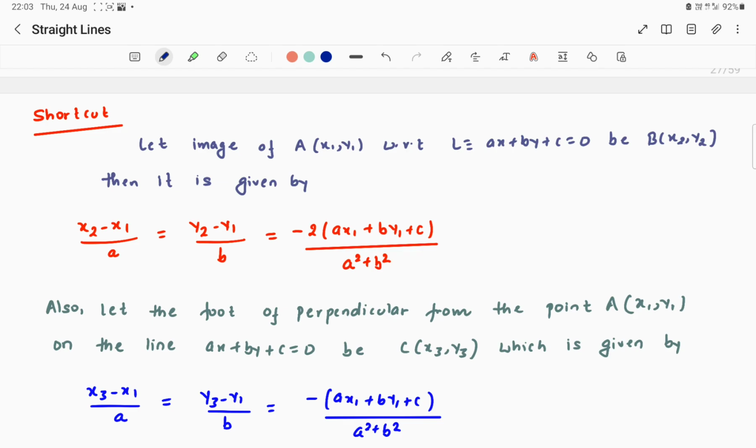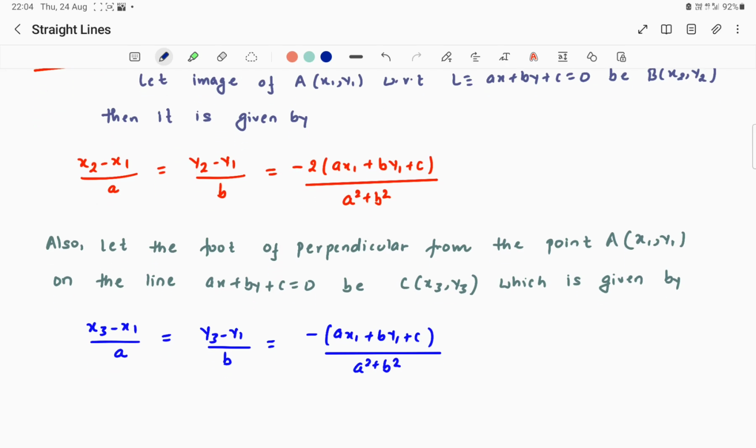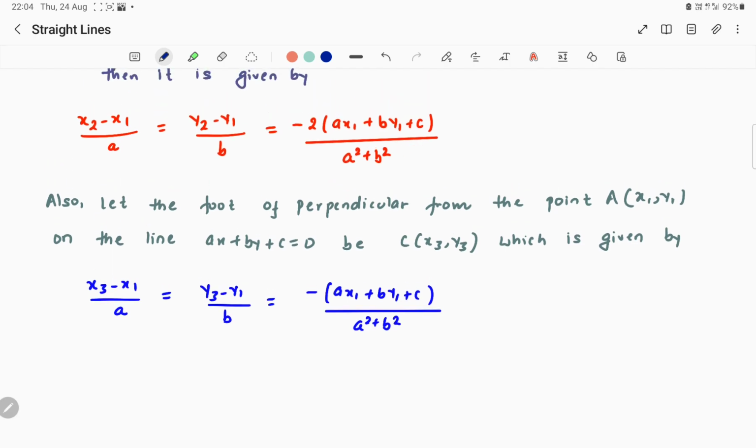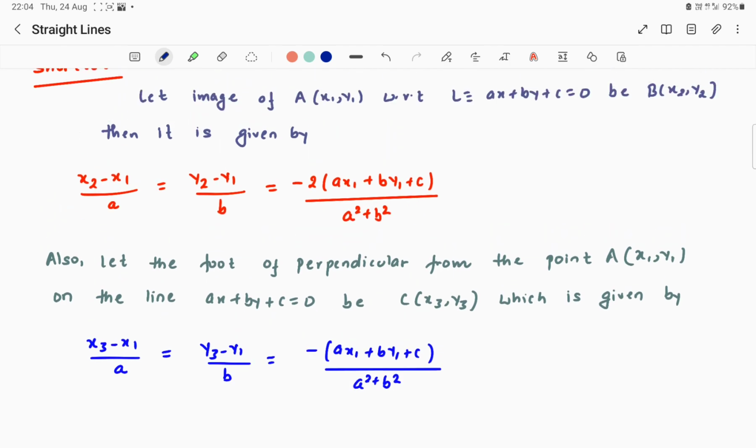It's not a root under, it is a square plus b square, because when we learned the distance of a point from a line, we got habituated to root under a square plus b square, so be a little bit cautious here. Okay. Now similarly, if you want to find the foot of perpendicular, same thing. The only difference is that here you are getting 2, here you are getting only 1. So one way of understanding is that the image is 2 times distant from the given point, isn't it? And the foot of perpendicular will be 1 time, because it is the midpoint. So like that you can map the formula.